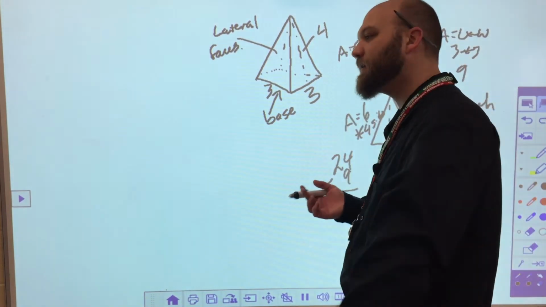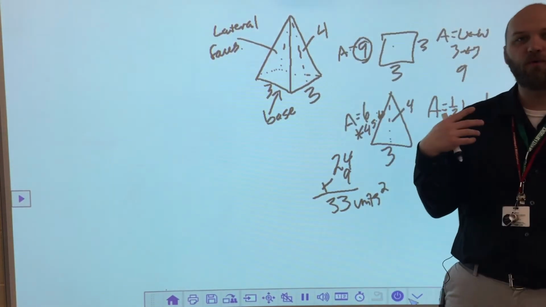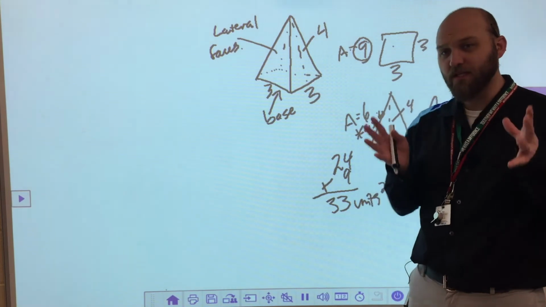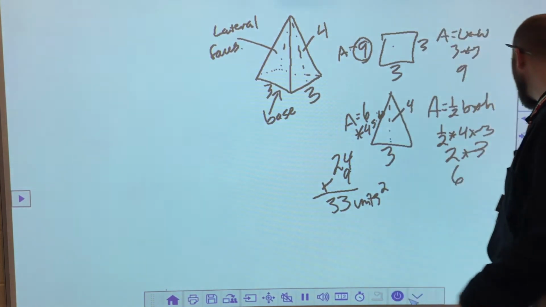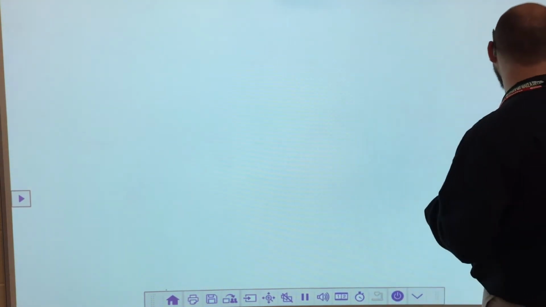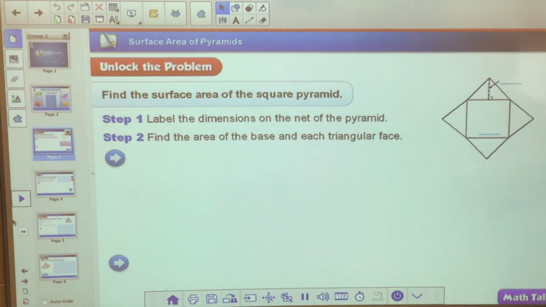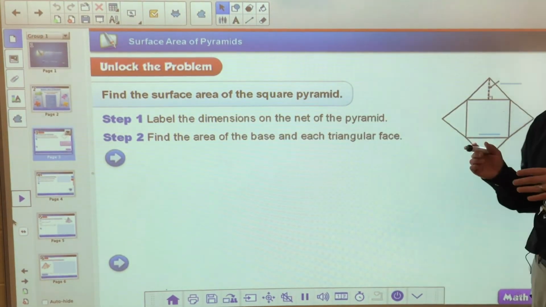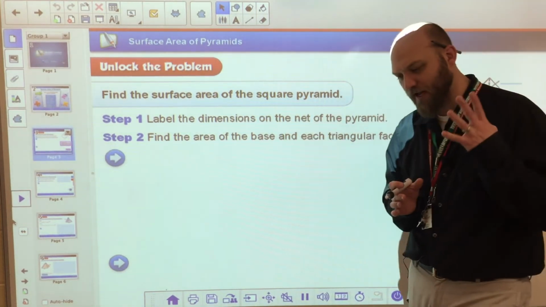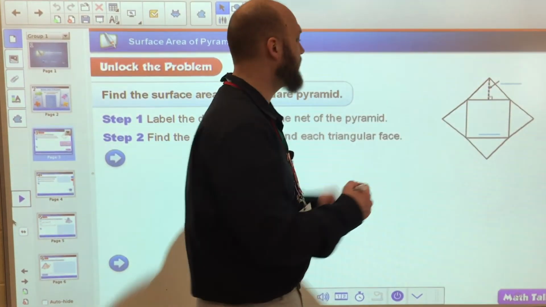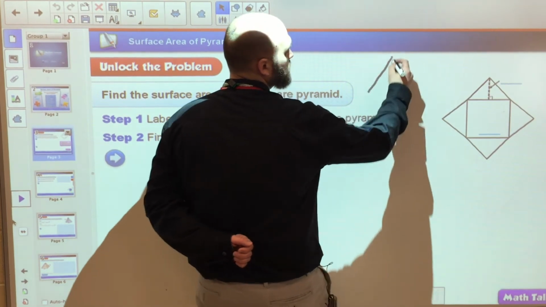Okay? So it's very, very important that as you move through all of these, you're breaking the problem down and you're understanding what it's asking you for. So let's take a look at what that shows up as in your book. So I'm labeling the dimensions of the net of my pyramid. So I know that I have a square in the bottom, so I'm going to have 4 sides to my pyramid. If I come over here, I will draw one.